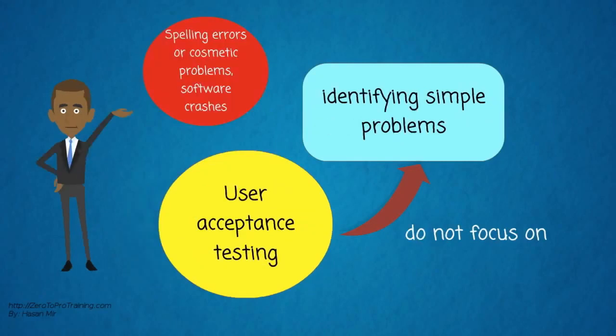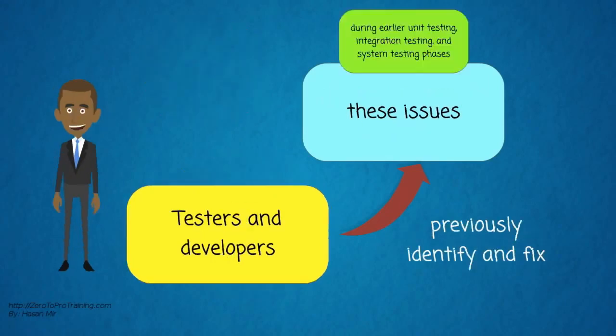User tests, usually performed by clients or by end users, do not normally focus on identifying simple problems, such as spelling errors or cosmetic problems, nor on showstopper defects, such as software crashes. Testers and developers previously identify and fix these issues during earlier unit testing, integration testing, and system testing phases.